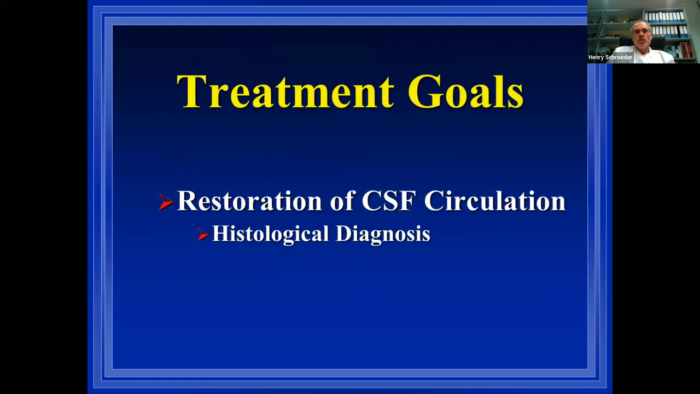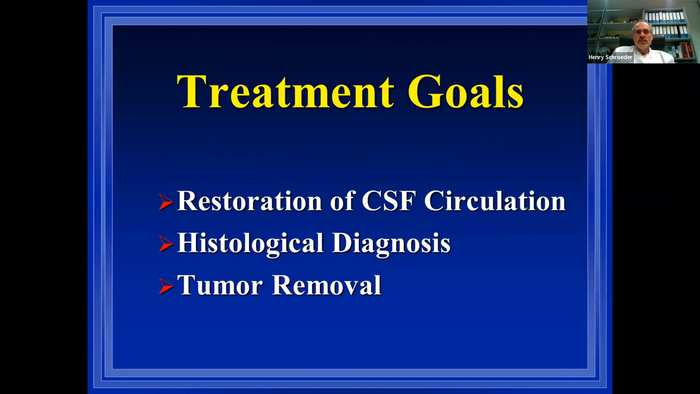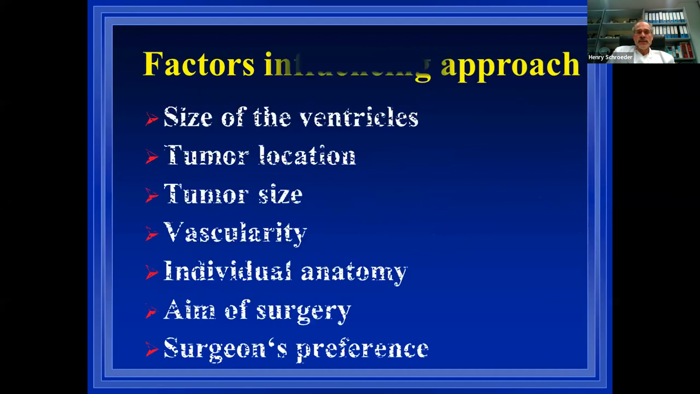So what are the treatment goals? Of course, we want to restore the CSF circulation. Previously, a shunt was placed and then the biopsy was taken. Nowadays with endoscopy, we can restore CSF circulation in many cases, and in the same surgery, we get a biopsy. And sometimes if the tumor is not too large, we can even get a total tumor resection. So all is depending on certain factors.